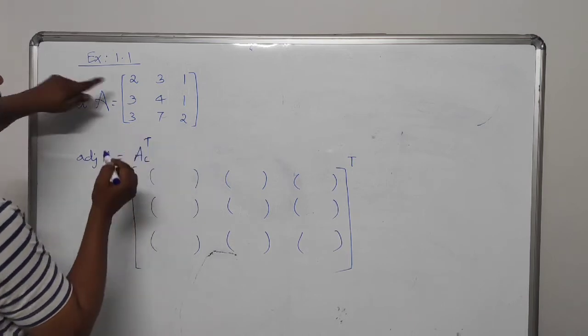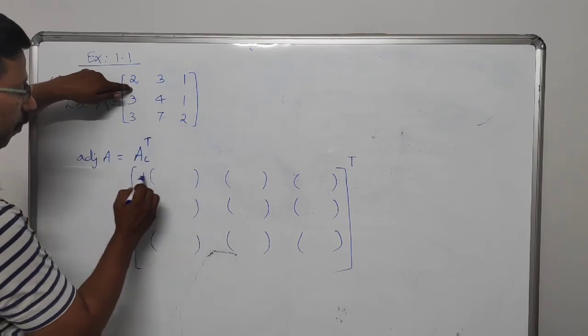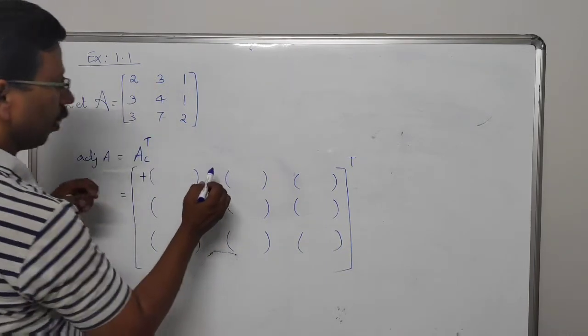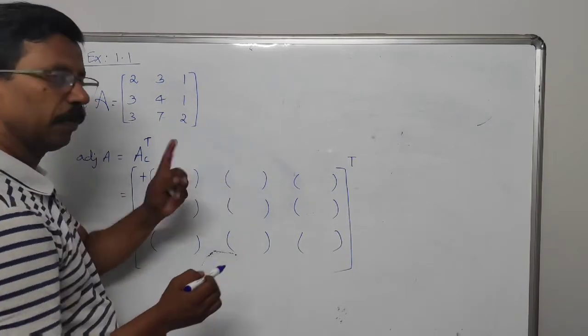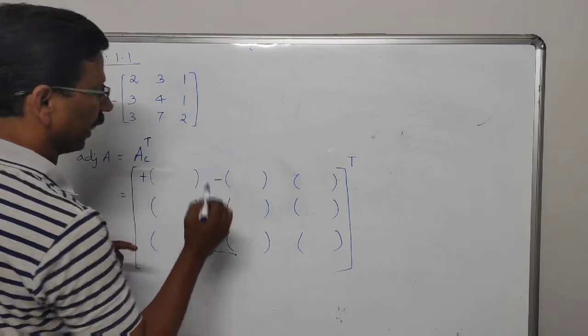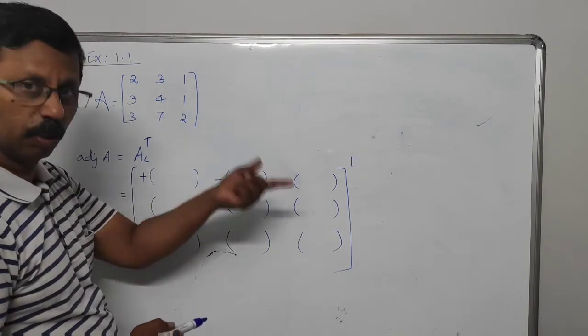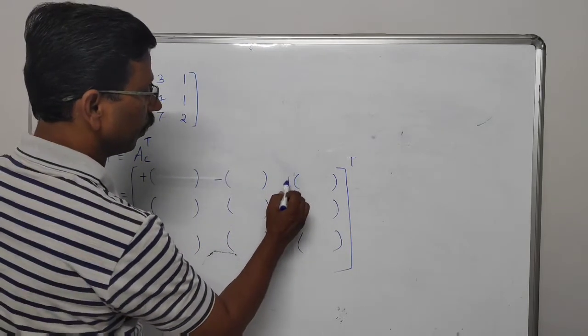First row, first column means 1 plus 1 equals 2, which is an even number. Hence, you can assign a plus sign. Then here, first row, second column, 1 plus 2 equals 3. 3 means an odd number. Hence, you can assign a minus sign. Now here, first row, third column, 1 plus 3 equals 4, an even number. You can assign a plus sign.